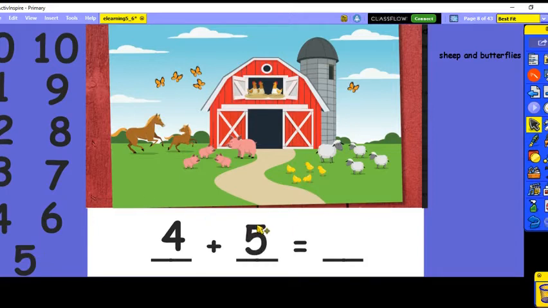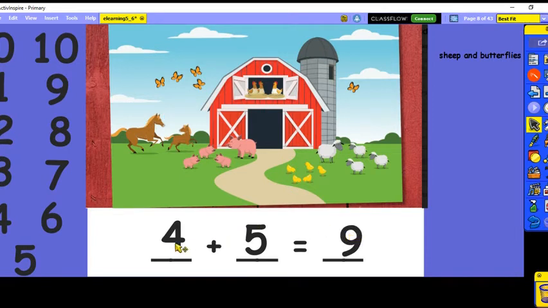Okay, now let's count them all together. I like to start with the biggest number when I'm counting up. So let's start with the butterflies. There's 5 butterflies. 5, and we'll count up with the sheep. 5, 6, 7, 8, 9. So in total, we have 9 sheep and butterflies.